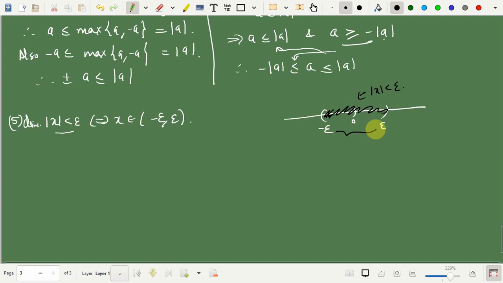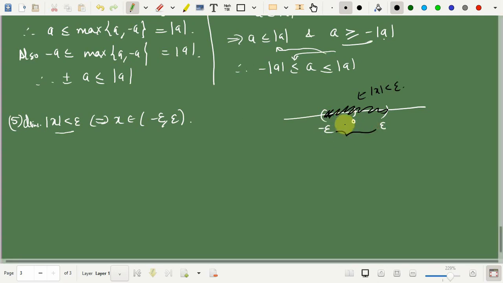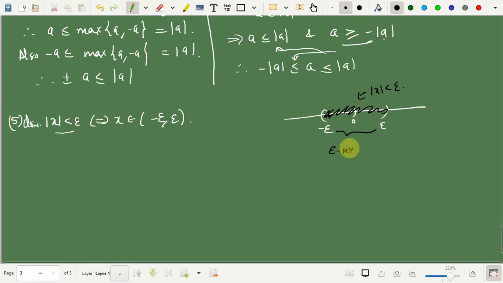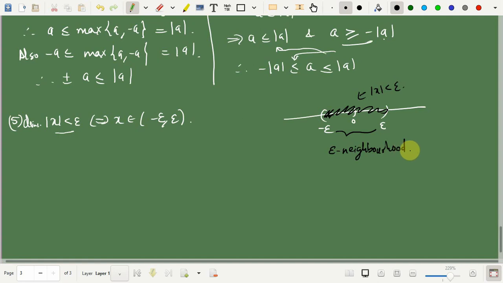And there is a very interesting term for this based on this epsilon. See, epsilon can be whatever positive real number, it might be very small. In that case, this interval would be very small, and therefore this interval is called the epsilon neighborhood of 0, or centered at 0. Basically, the center is 0, and the distance, the radius, is epsilon. From this side also it is epsilon distance, and this side also it is epsilon distance.